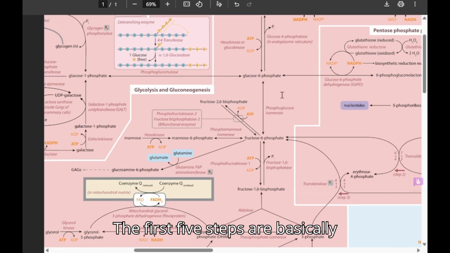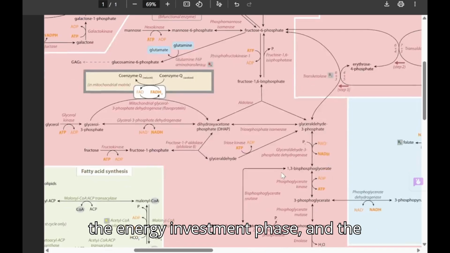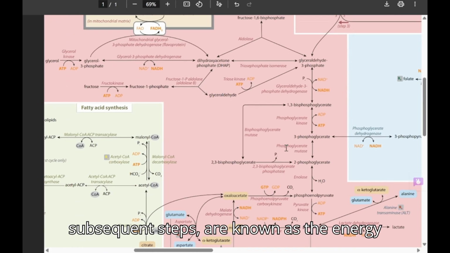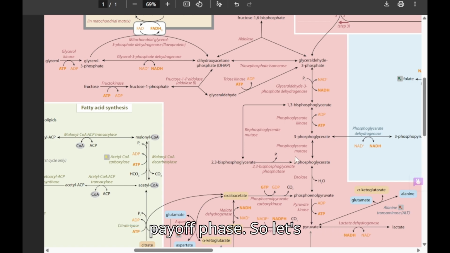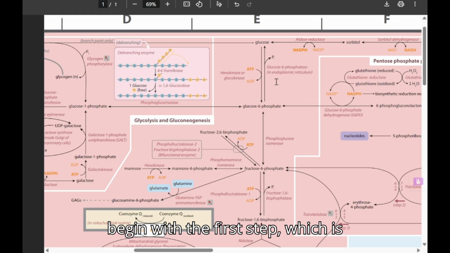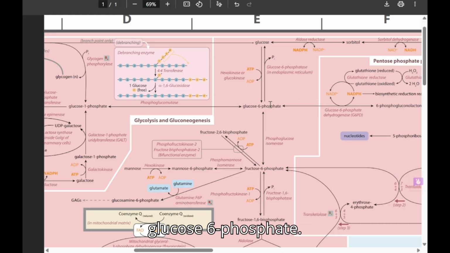the first 5 steps are basically the energy investment phase, and the subsequent steps are known as the energy payoff phase. So let's begin with the first step, which is the conversion of glucose into glucose 6-phosphate.